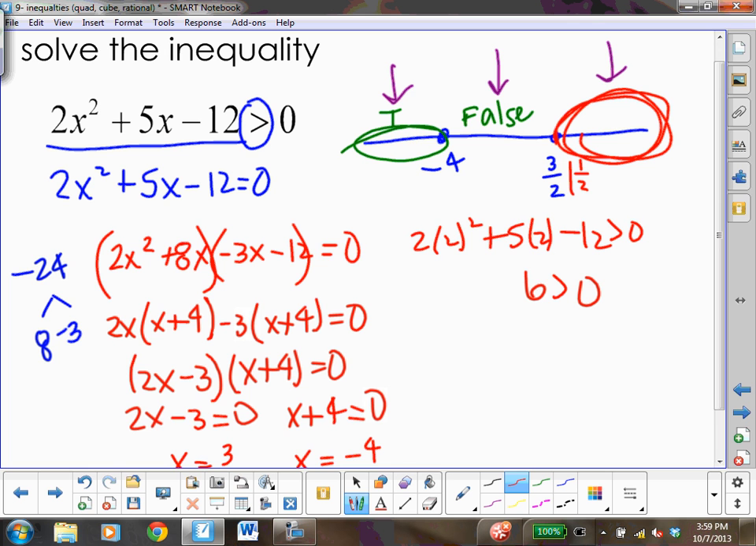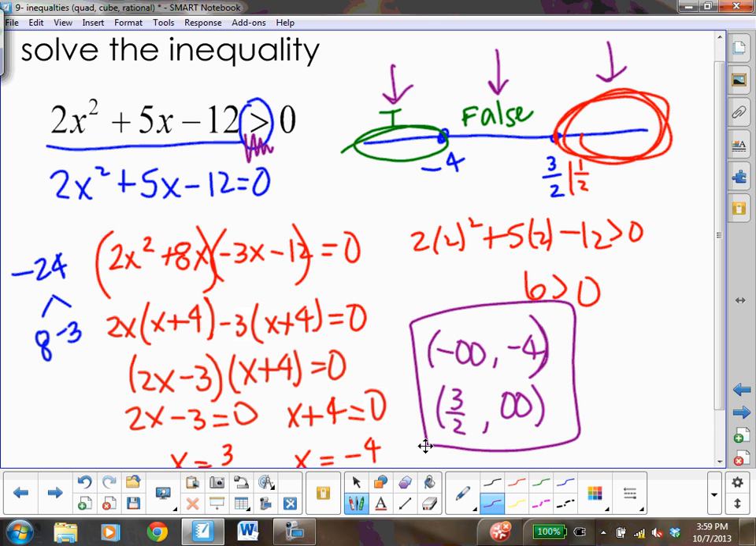So my two intervals that are the solution to this inequality are the intervals from negative infinity to negative 4 and from 3/2 to infinity. I know I have round brackets around the infinities. Since I have a greater than and not a greater than or equal to, I have round brackets. This would be my solution.